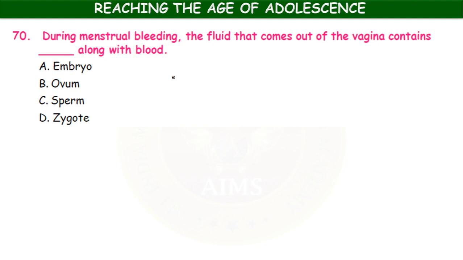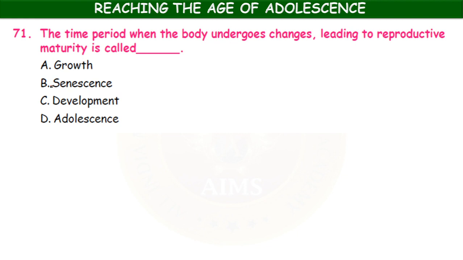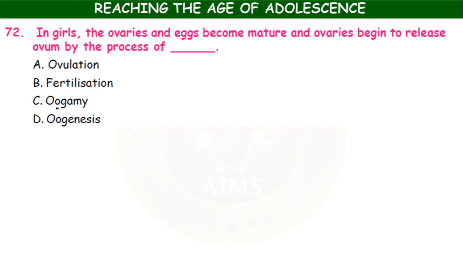During menstrual bleeding, the fluid that comes out of the vagina contains dash along with blood: embryo, ovum, sperm, zygote. So it is the ovum. When the ovum is not fertilized, it gets destroyed, so it comes out along with the blood. The time period when the body undergoes changes leading to reproductive maturity is called growth, senescence, development, adolescence. Reproductive maturity takes place in adolescence.